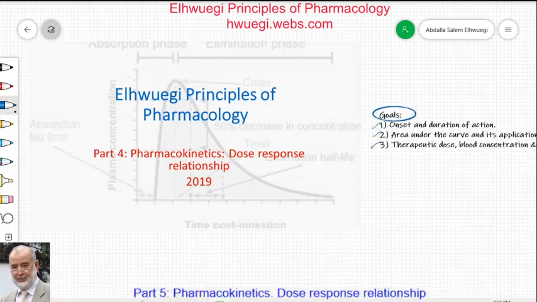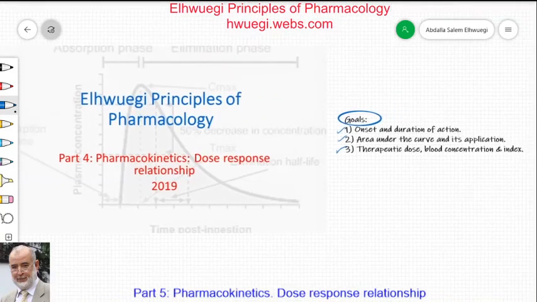First, we have to know what onset of action and duration of action mean. Second, we should know what area under the curve means and what the applications of this phenomenon are. Third, we have to know what therapeutic dose, blood concentration, and therapeutic index mean, and how they are calculated.